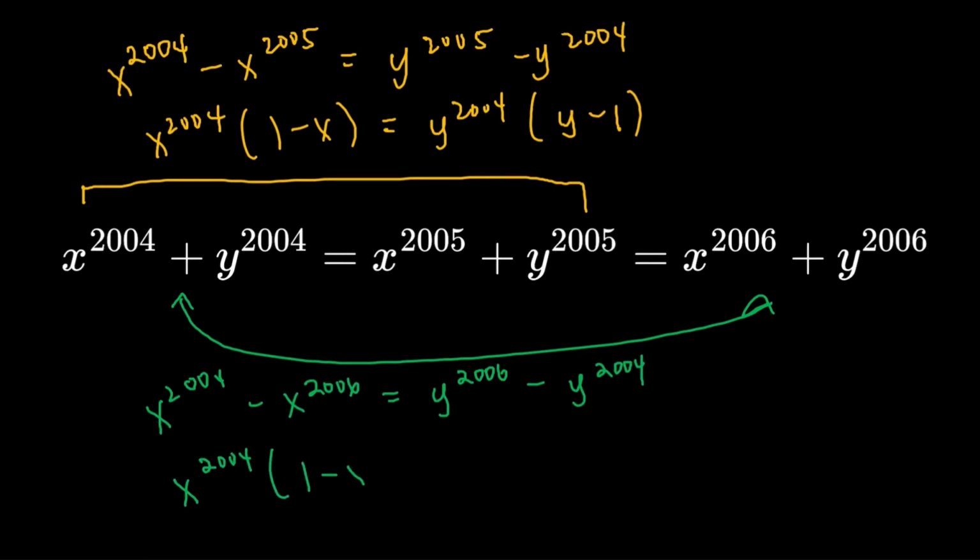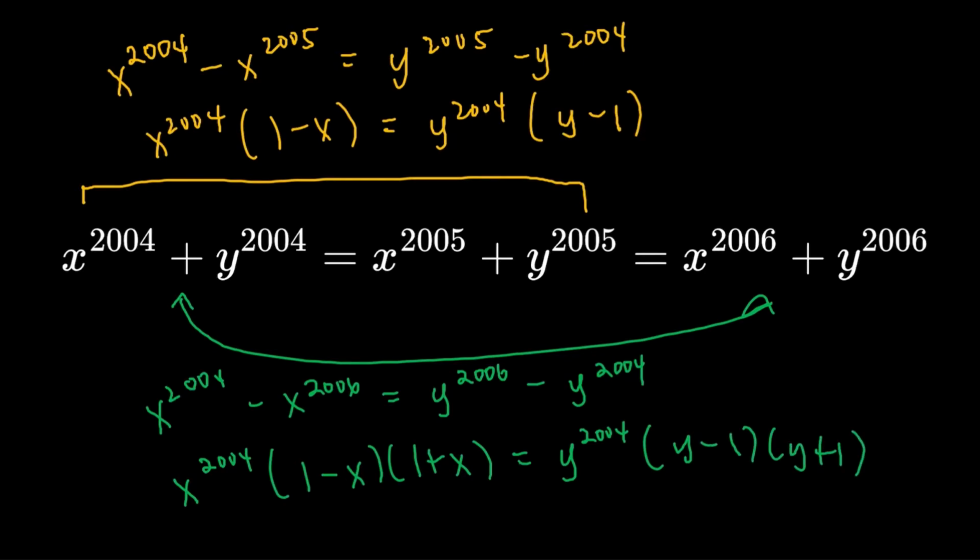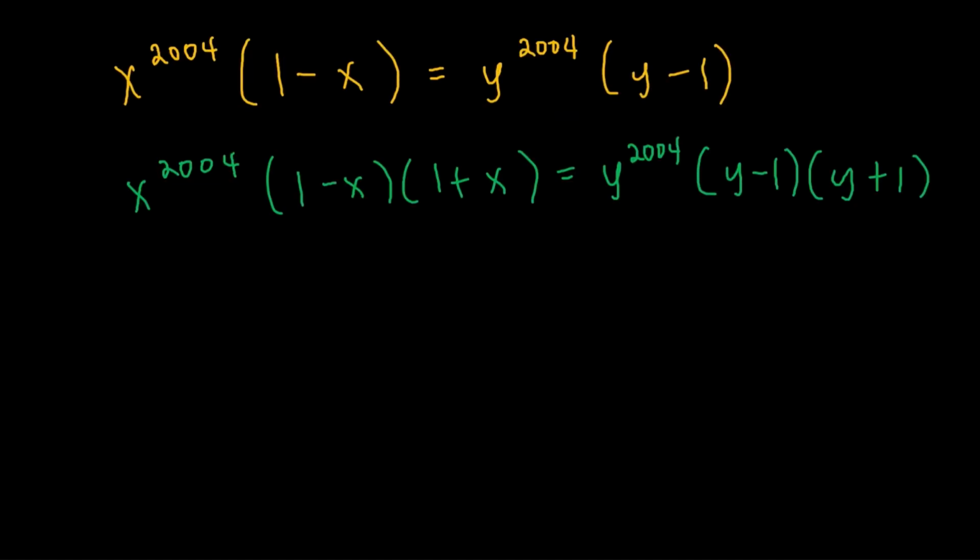I'll have a 1 minus x squared here, which can be factored further into (1 minus x) times (1 plus x). Similarly for the right-hand side, I'll be left with y squared minus 1, which can be factored further into (y minus 1) times (y plus 1). There's a bit of similarity here because the second equation does involve terms from the first equation. That's something we could ponder upon.